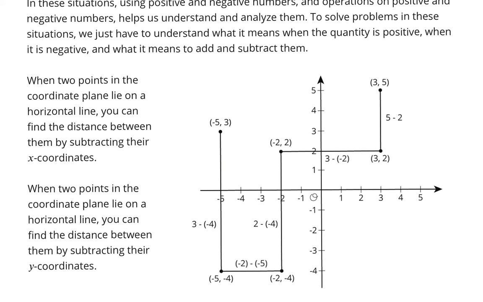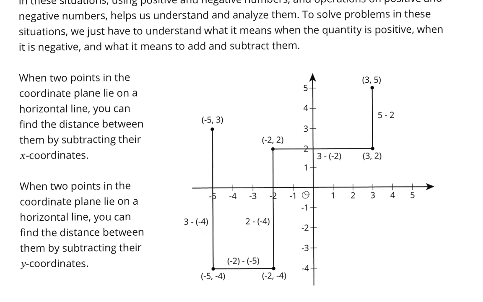Then we're going into the 2 points on the coordinate plane. When they're in a horizontal line, we can find the distance between them by subtracting their x-coordinates. So the distance from here to here would be -5 minus -2. Or if I count them out, I would be going 1, 2, 3 units.